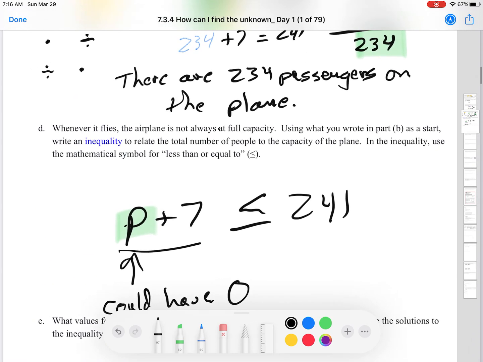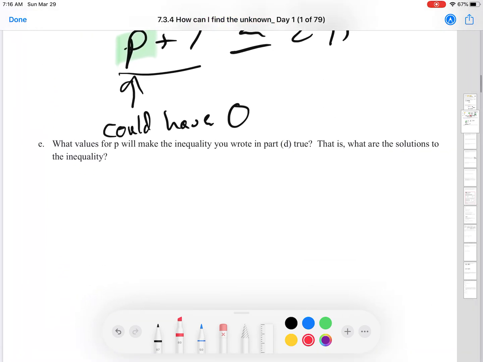Well, we did the hard work up above, didn't we? The work up here said that's the most, if we were at full capacity, 234. So what values for P could we have? 0 to 234 passengers.